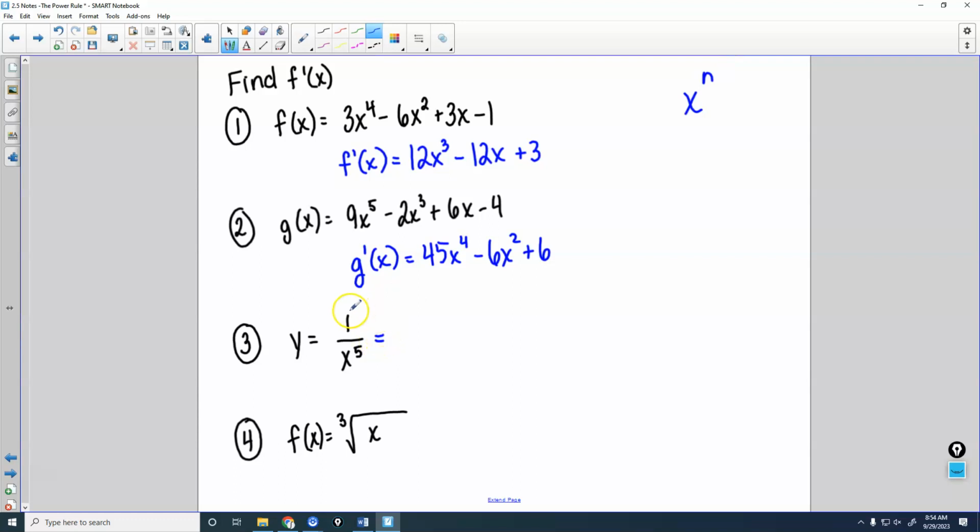So instead of doing 1 over x to the 5th, we could call it x to the negative 5th power, right? If we have stuff in the denominator, we can move it back up to the numerator and just give it a negative exponent. And the 1 is still there. You can put it there if you want.